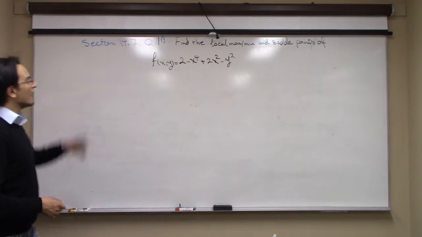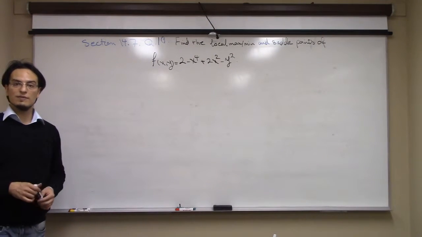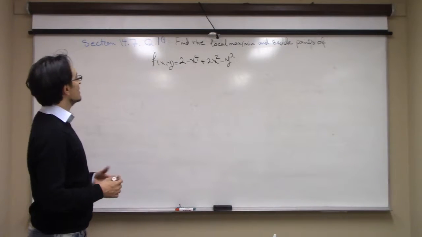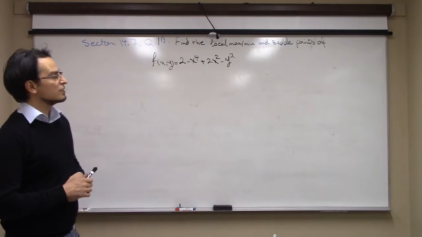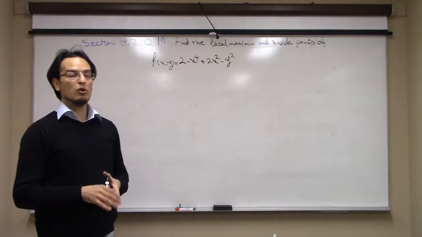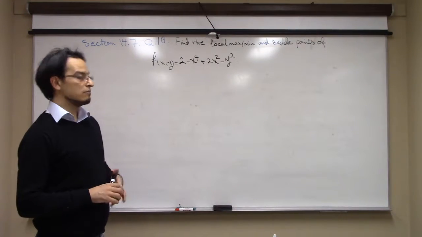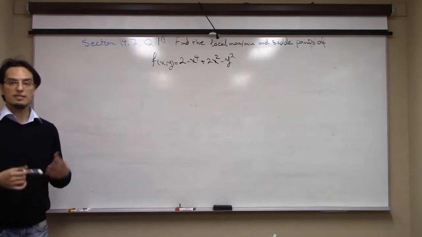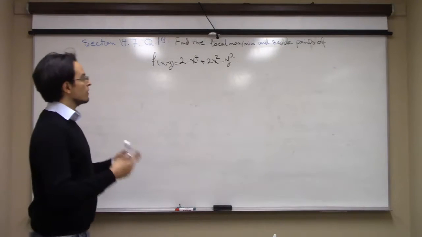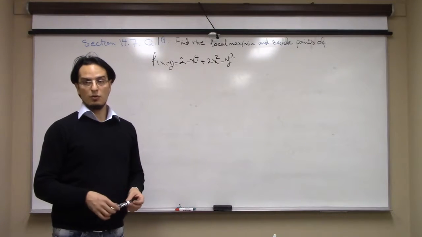Hello, I'm back, and this time I'm going to solve a question from section 14.7, question 10, which asks to find the local max and local minimum, and if there exist saddle points, of this function, which is 2 minus x to the power 4 plus 2x squared minus y squared.